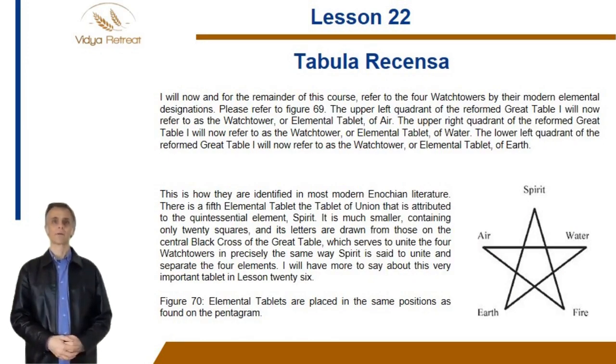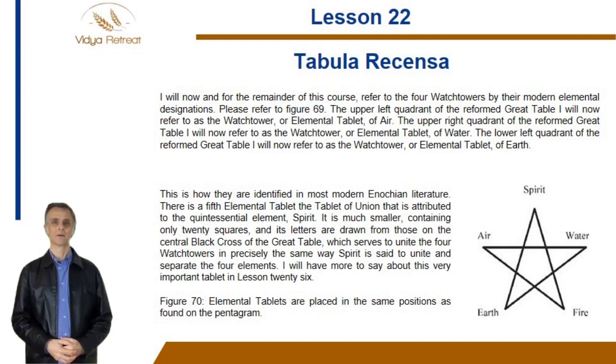I will now, and for the remainder of this course, refer to the four watchtowers by their modern elemental designations. Please refer to Figure 69. The upper left quadrant of the Reformed Great Table I will now refer to as the watchtower, or elemental tablet, of air. The upper right quadrant of the Reformed Great Table I will now refer to as the watchtower, or elemental tablet, of water. The lower left quadrant of the Reformed Great Table I will now refer to as the watchtower, or elemental tablet, of earth. This is how they are identified in most modern Enochian literature.